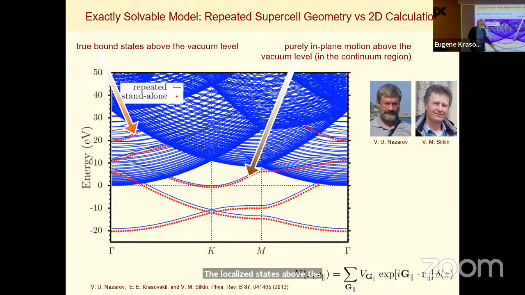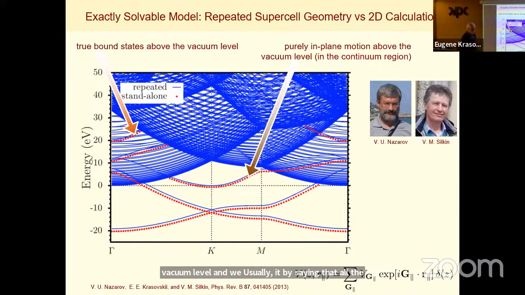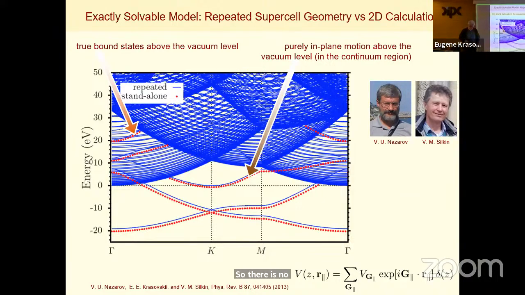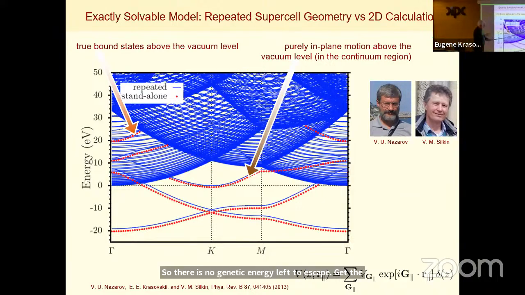Below the vacuum level, the states are localized, this is clear. But also some of the states are localized above the vacuum level, and we usually explain it by saying that all the kinetic energy is absorbed by the motion along the surface, so there is no kinetic energy left to escape in the surface perpendicular direction. This is clear, but these lines further continue to the free electron continuum.